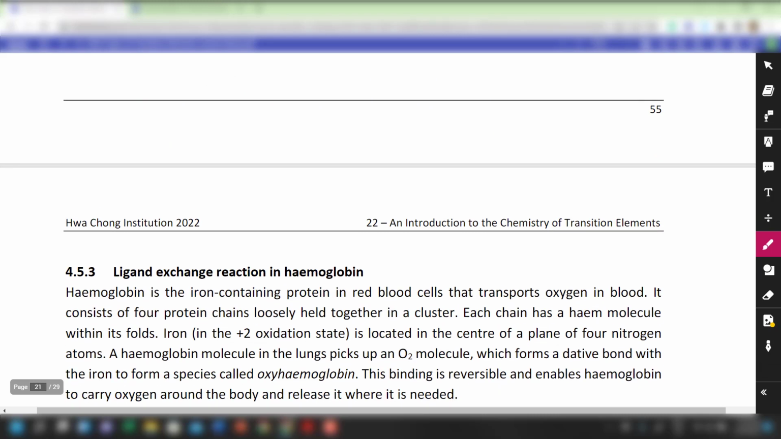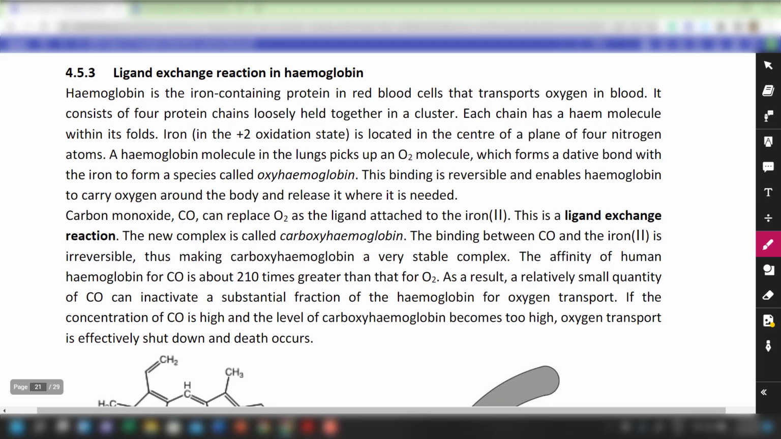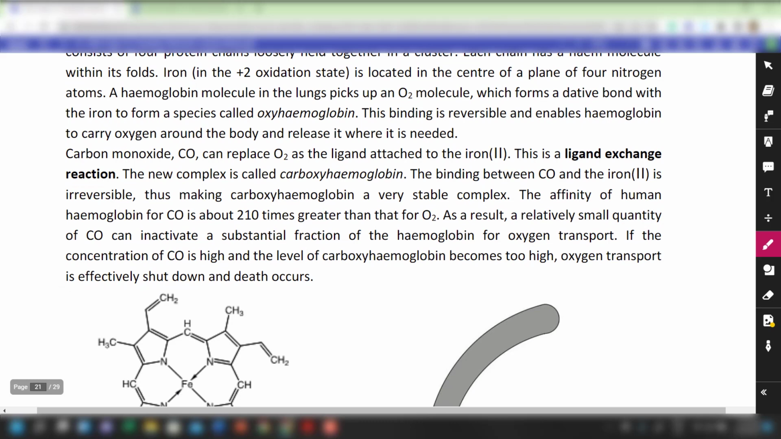Okay, we will next move on to 4.5.3 regarding ligand exchange reaction in hemoglobin. This is a little bit bio-like. Again, we will not go into details, it's more of an awareness kind of thing. What we need you to recognize is that oxygen is the ligand attached to iron 2 in hemoglobin, and oxygen binds very weakly to the iron 2 center in hemoglobin.